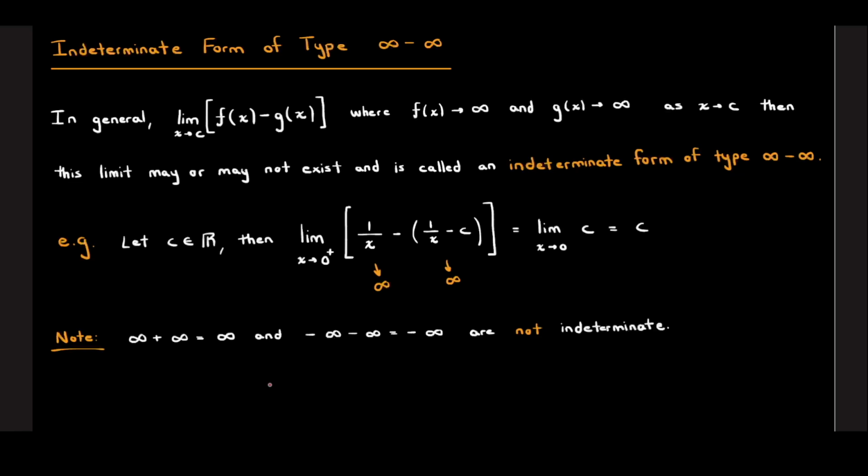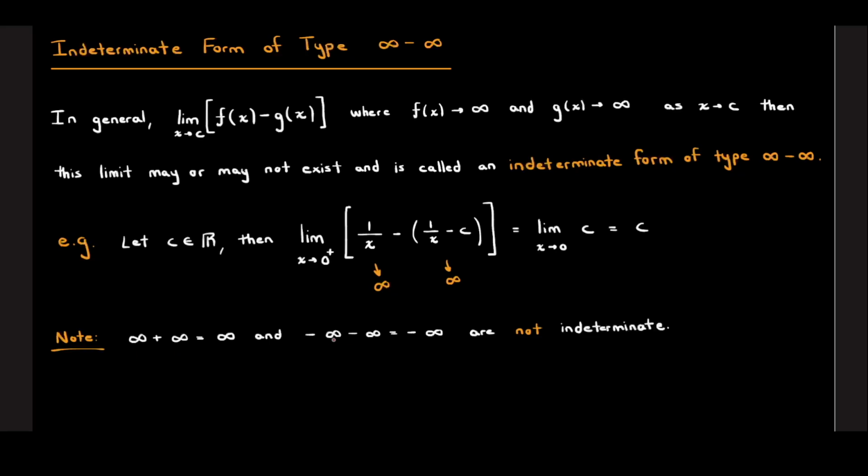Now let's talk about what happens if you come across infinity plus infinity. Well, if you come across infinity plus infinity, you have two very big numbers being added together. And so as a result, you're just going to get an even bigger number. It's not indeterminate. Or if you have minus infinity, then you have two very large and negative numbers being added together. And as a result, it's going to become even more negative. And so these are determinate forms.